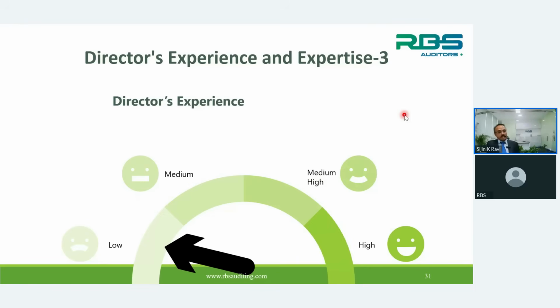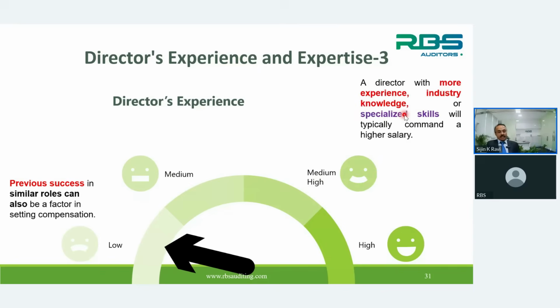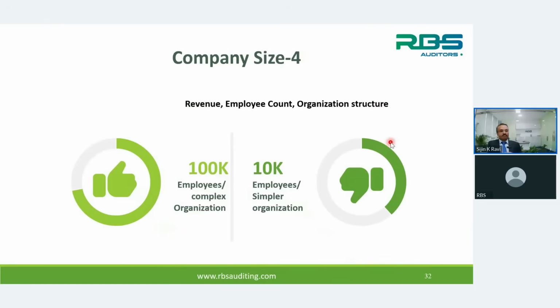Third criteria is relating to the director's experience and expertise. That means previous success in a similar role can also be a factor in setting the compensation. A director with more experience, industry knowledge, and specialized skills will typically command a higher salary. So depending upon their experience, the director's salary will be high or low. This is one of the key criteria for deciding managerial remuneration.